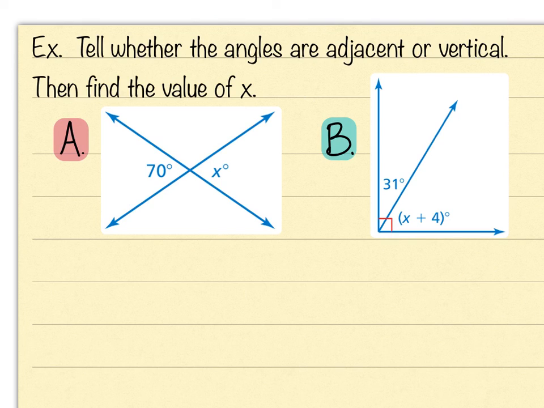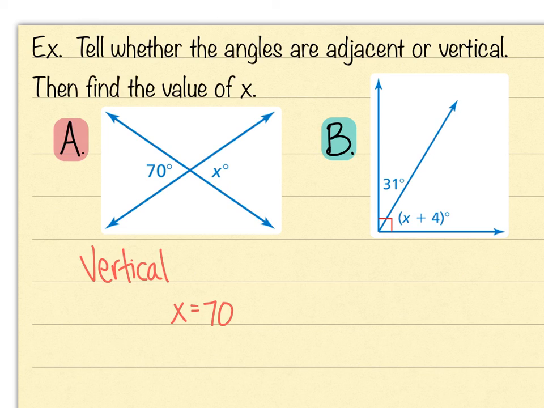Okay, this example says tell whether the angles are adjacent or vertical and then find the value of x. So we have to know these definitions of adjacent or vertical in order to be able to find the value of x. So in example A, these two angles, the x degree angle and the 70 degree angle, are right across from each other. You would say they're opposite from one another, and so that makes them vertical angles. And so we know vertical angles are congruent, and that means the same size. So if they're congruent, that means x is also going to be 70 degrees. So x equals 70.